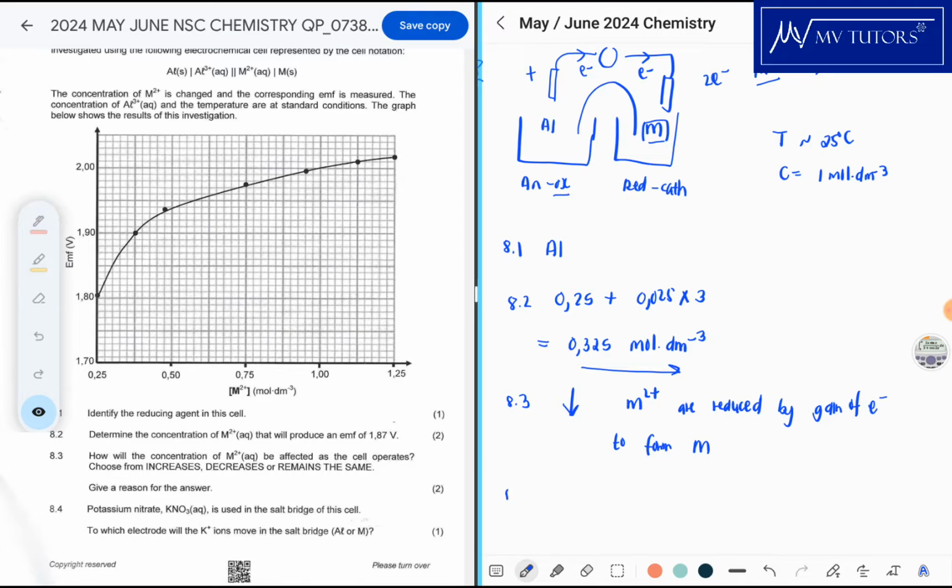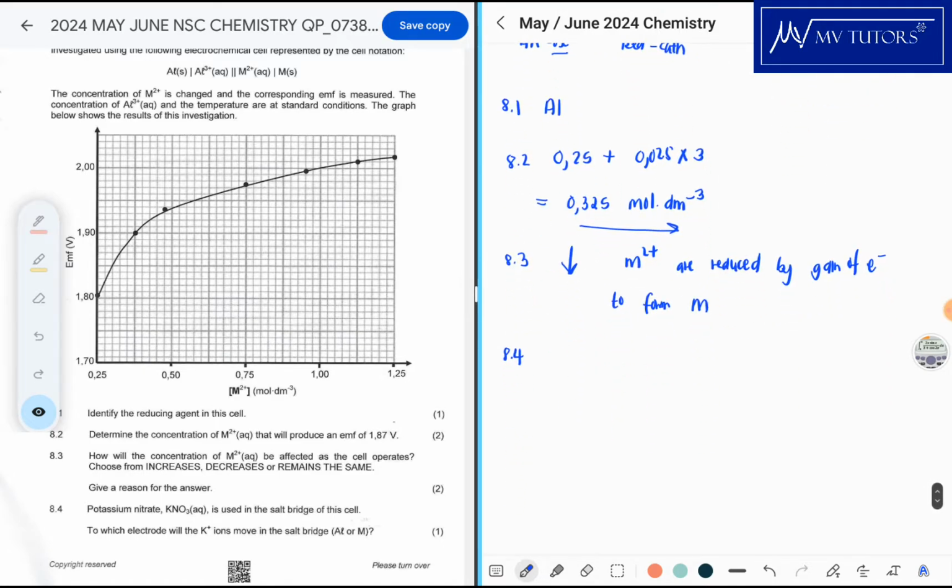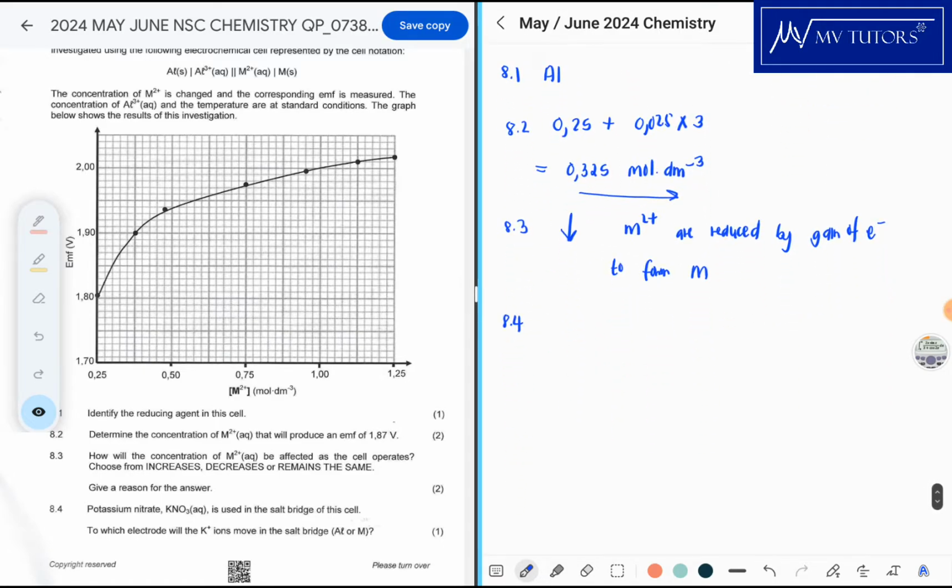So now 8.4. Potassium nitrate is used in the salt bridge of the cell. There we go, we have potassium nitrate. I hope you know that the charge of potassium is positive and that of the nitrate is negative. This is a big O as well. Now what does it say? To which electrode will the K+ ions move in the salt bridge? Aluminium or this metal M?